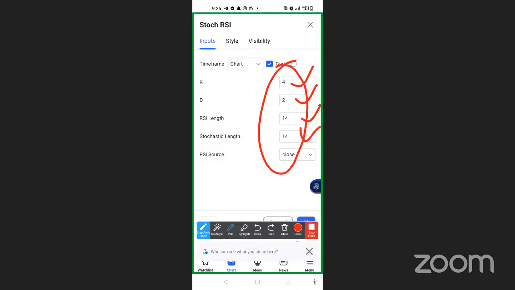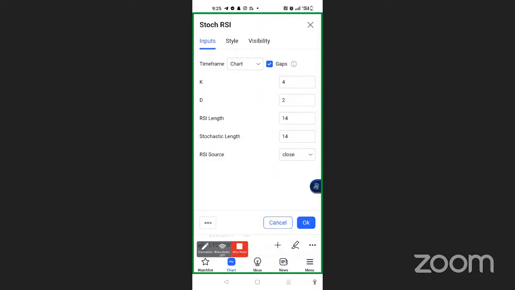Okay, so I hope someone has been able to see. I have no other explanation I can give you. They are simple settings. I don't have an explanation about the strategy here. It is the setting, so it is 4, 2, 14, 14. Okay, let's go to the style.